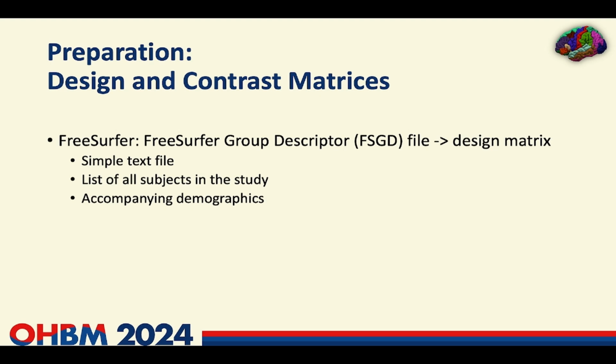So what you will need to do in order to do this group comparison is to construct a design and contrast matrix. And FreeSurfer is going to help you with that. So we have a file which we call an FSGD file or a FreeSurfer group descriptor file. And FreeSurfer is automatically going to create a design matrix from it. It's a simple text file. I'm going to show you an example of it. It's going to list all your subjects in the study that you want to compare or do the analysis on, and you can include all the accompanying demographics in it.